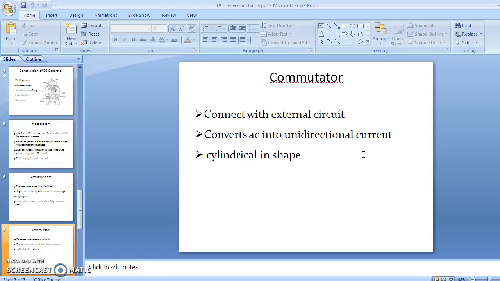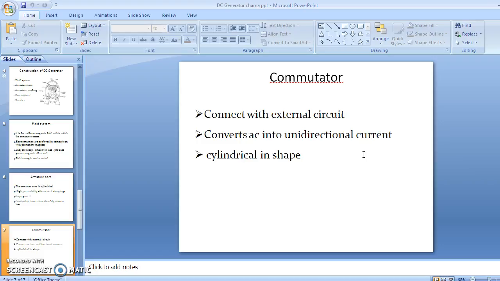Also, a rectifier converts AC to DC. So in this generator, the commutator is also called a mechanical rectifier, because it acts like a rectifier. It is rotating, so there is mechanical action and also conversion, so it is usually called a mechanical rectifier.